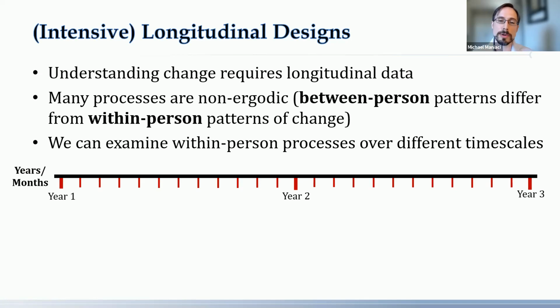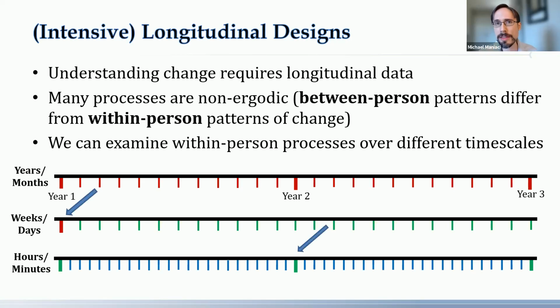We can also examine within-person processes over different time scales. So what I would consider a more traditional longitudinal design would include a relatively small number of longitudinal assessments collected over more broadly spaced time periods on the scale of years or months, but we can also look at within-person change at a more densely packed time scale. So we could select a specific month and look across days, or we could just sample people's experiences within a week or within a day and look at patterns of change over hours and minutes. Now, sometimes the processes that we could observe at these different time scales might look similar, but there's no reason that we should assume that they would be.